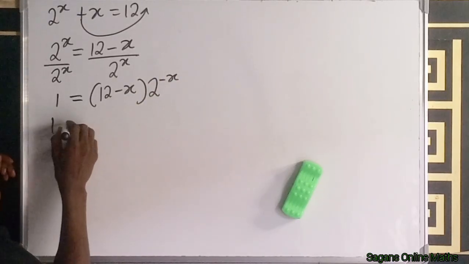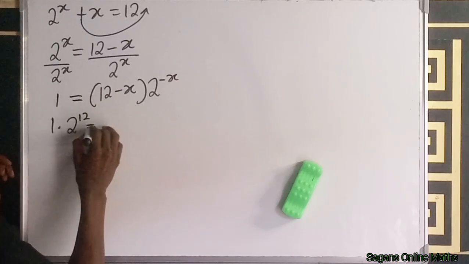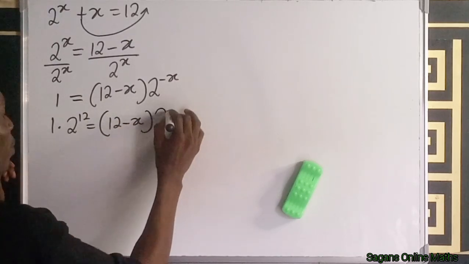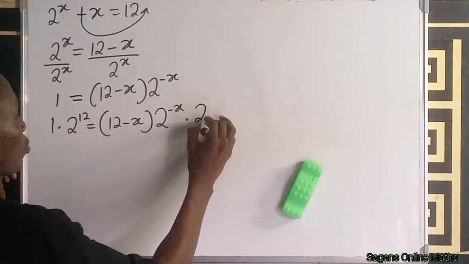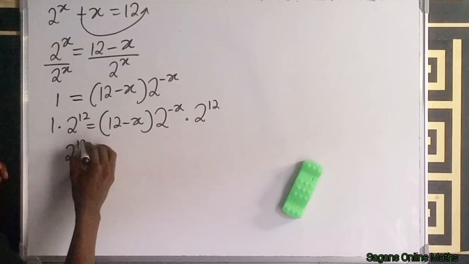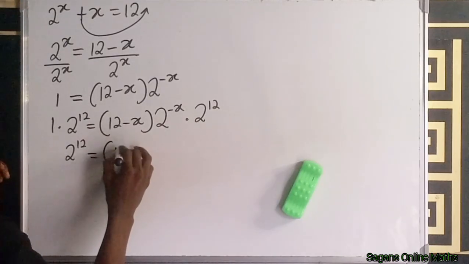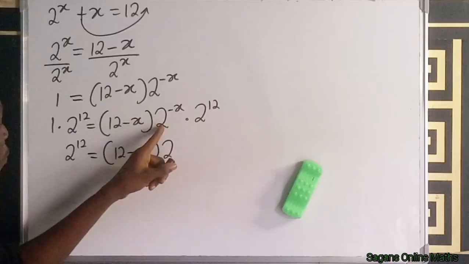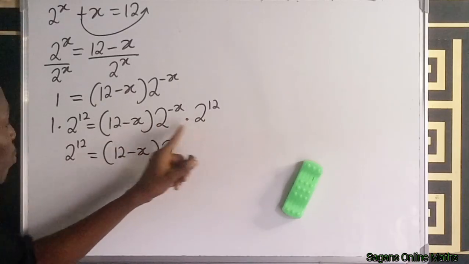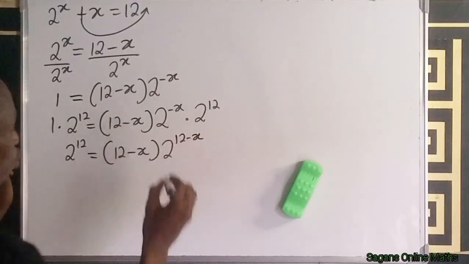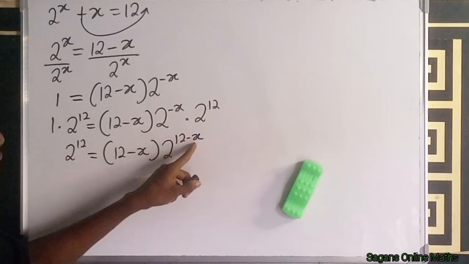So 1 multiplied by 2 raised to the power of 12 is equal to 12 minus x multiplied by 2 raised to the power of minus x multiplied by 2 raised to the power of 12. This gives us 2 raised to the power of 12 equals 12 minus x multiplied by 2 raised to the power of what? If we obey the multiplication law of indices, we take a single base and add the powers, so we have 12 minus x. We have achieved it because this is the same thing as this. Wow, this is interesting, right?